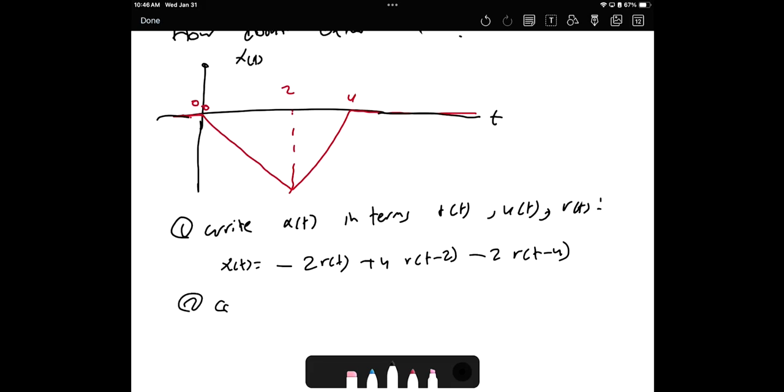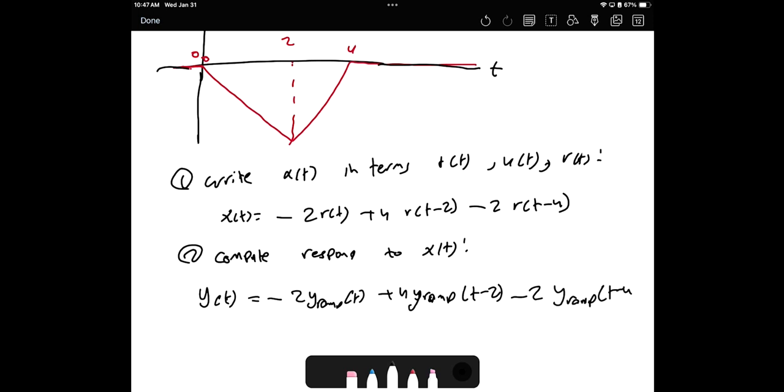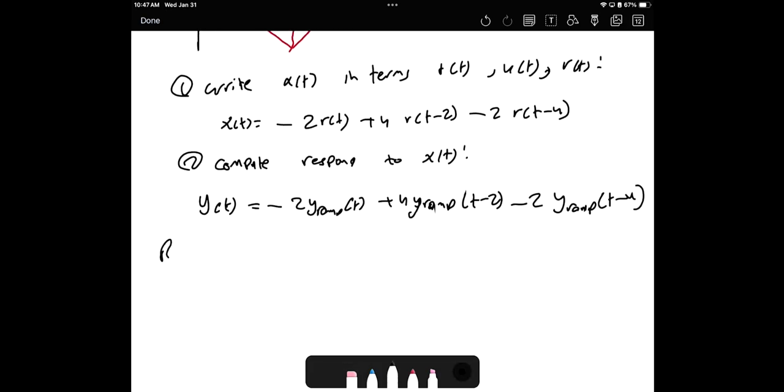Second step, compute the response with respect to x of t. So we will say y of t will be negative 2 y ramp of t plus 4 y ramp of t minus 2 minus 2 y ramp of t minus 4. Now, in the RC circuit example, we already have y ramp.